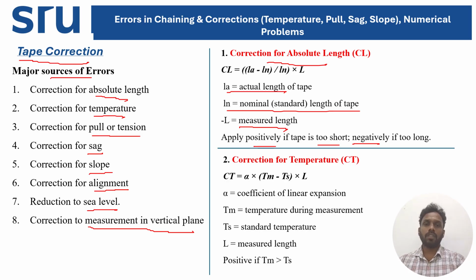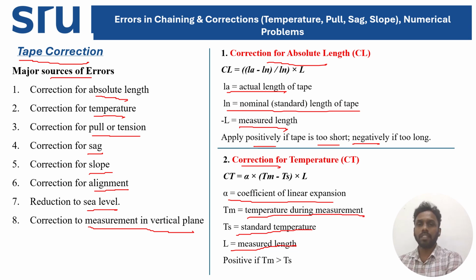Next one is correction for temperature. So the formula is Ct = α (Tm − Ts) L. Here alpha is the coefficient of linear expansion or thermal expansion, which is given in your questions accordingly. Then Tm is the temperature during measurement, right? During measurement, what's the temperature, and Ts is the standardized temperature, because as I said, your manufacturer will give you a standardized temperature. So that has to be followed accordingly. That standardized temperature is called Ts. L, capital L, is your measured length. So if Tm, the temperature during measurement, is greater than your Ts, then it is a positive error. If it is less, it is a negative error.